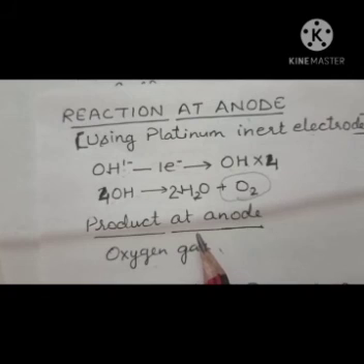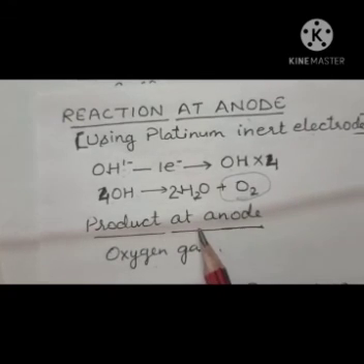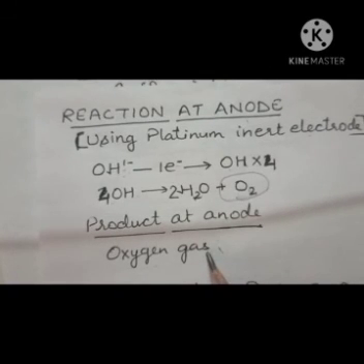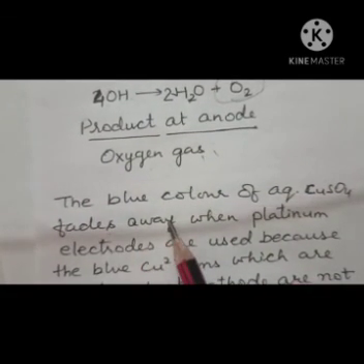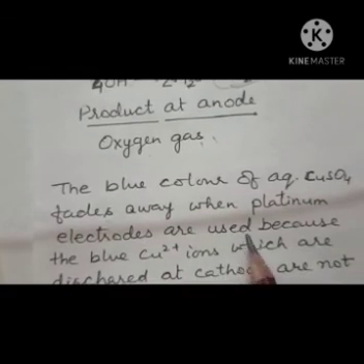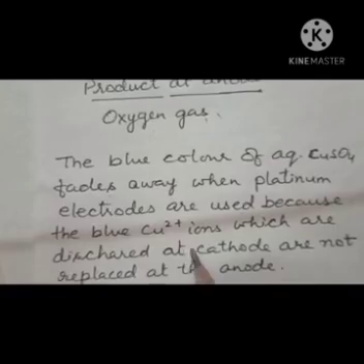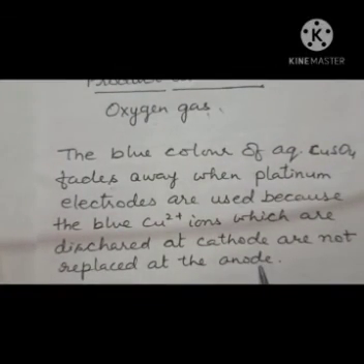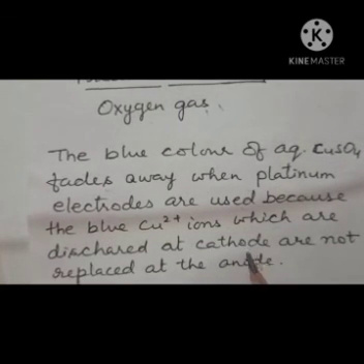But if you are using copper anode, then the product at anode is nil. Just remember. And this time, what will you observe? The blue color of aqueous copper sulfate fades away when platinum electrodes are used. Why? Because the blue copper ions which are discharged at cathode are not replaced at the anode. Understood? In this way, the electrolysis of aqueous solution of copper sulfate is completed.